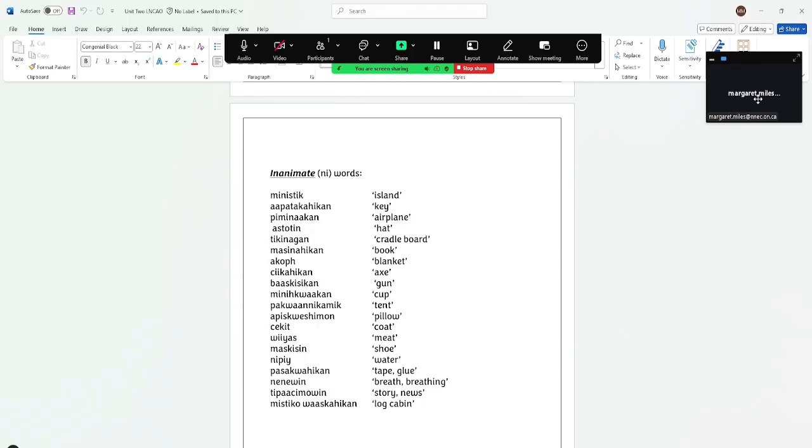Because the animacy of a noun is not always predictable, the dictionary lists nouns with the following codes in order to show whether they are animate or inanimate. So NA, as we learned in unit 1, is an animate noun. NI is an inanimate noun. And we also learned that with the dictionary.